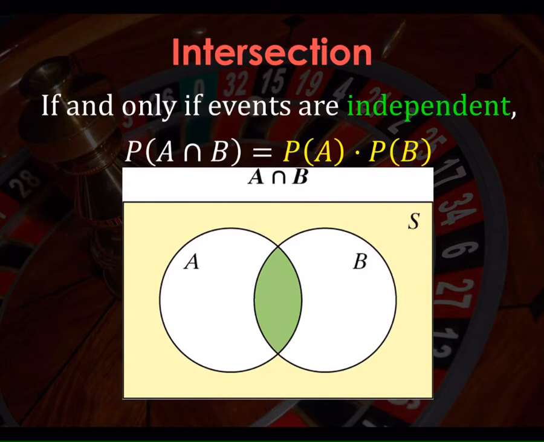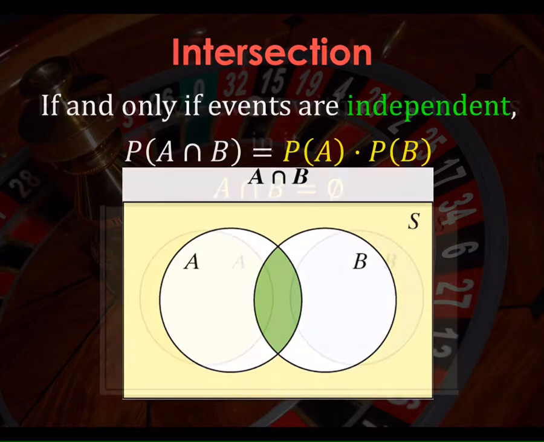And if and only if events are independent, the probability of both A and B happening is the probability of A times the probability of B. And this is true for independent events mathematically. So if you're not sure if events are independent, if you're given the probability of both events happening and the probability of them individually happening, if the probability of each event multiplied by the other equals the probability of both, then you have independent events. We'll talk more about independence in a little bit.